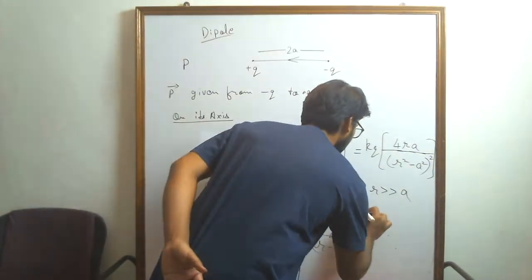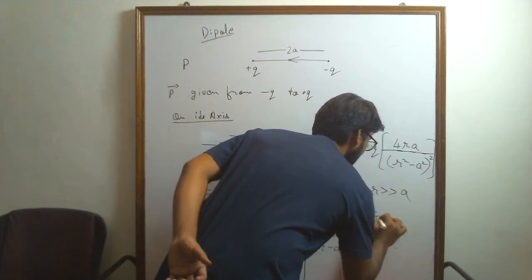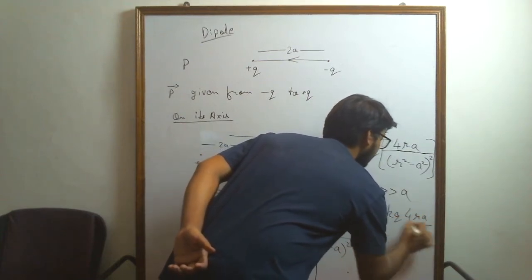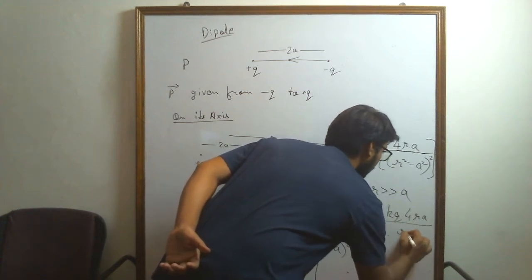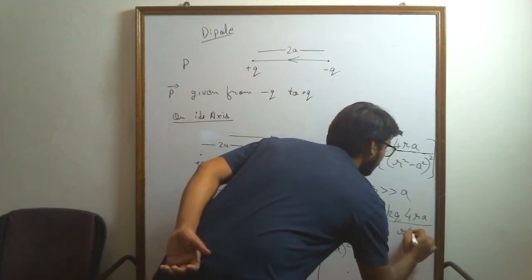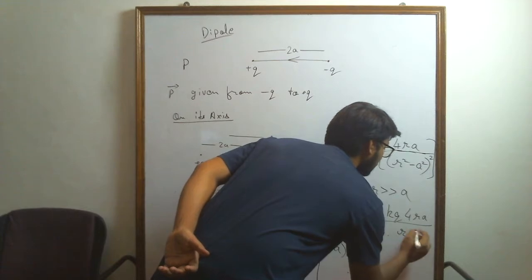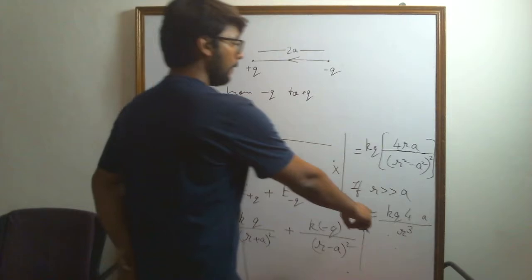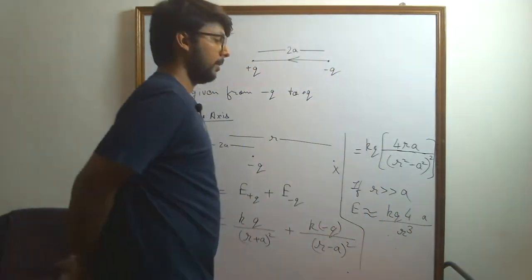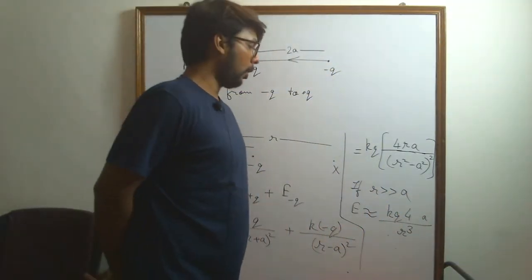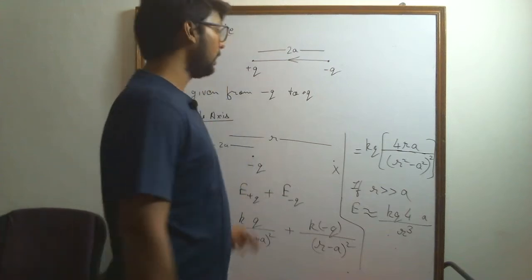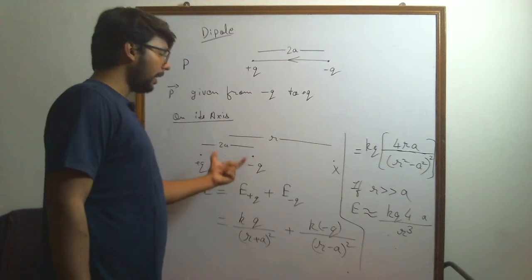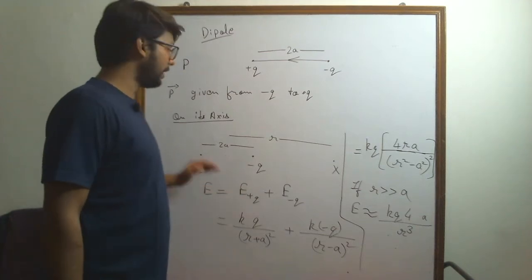So I can put my electric field as K times Q times 4RA upon R cube. I can just write this as R cube because I can remove this. So it becomes 4QA into K upon R cube, right? So that is the electric field on its axis by a dipole, and this is on the axis of the dipole itself.